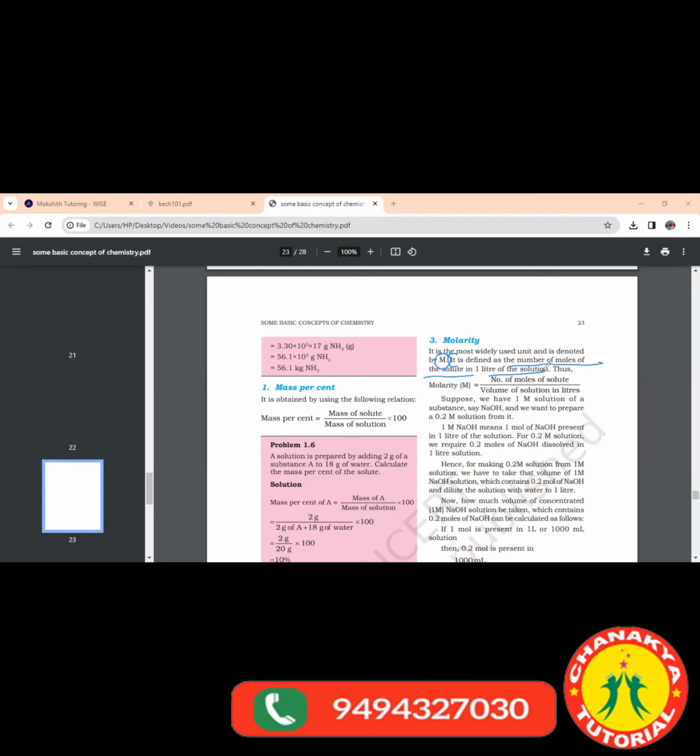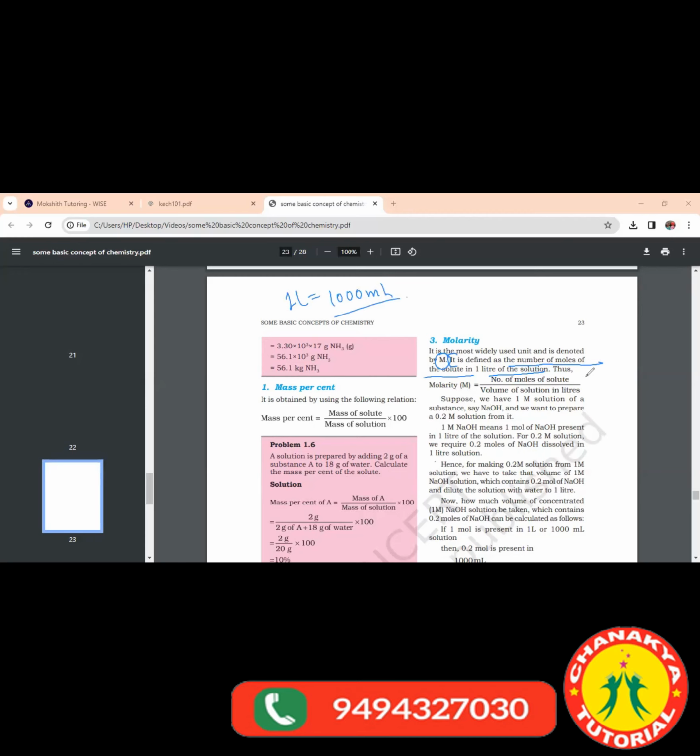1 liter of solution means how many ml? Come on, tell me. 1 liter of solution means how many ml of solution? Any one of you, 4 students, 3 students are there. Nobody is speaking. 1000 ml, correct? 1 liter is equal to 1000 milliliter. Now, molarity is equal to number of moles of solute.